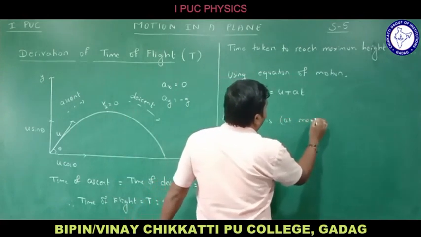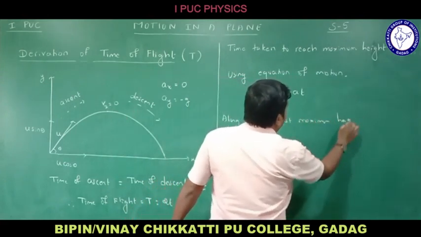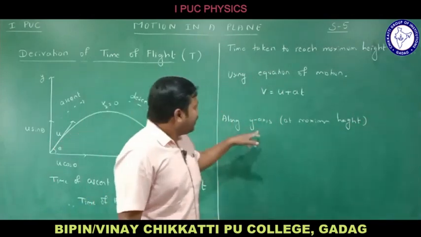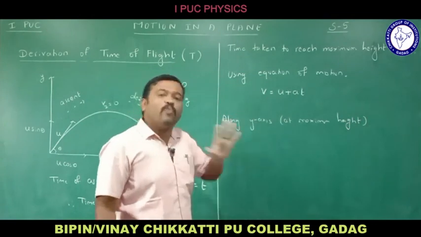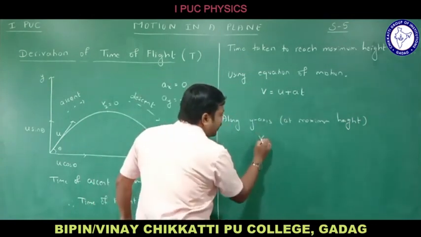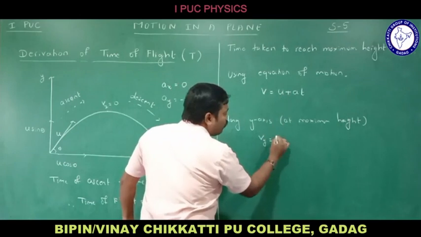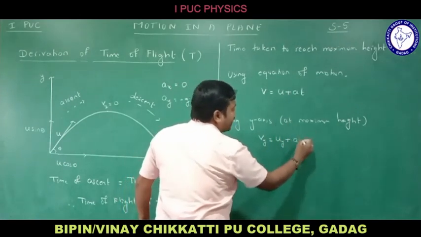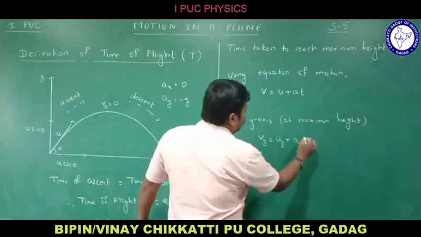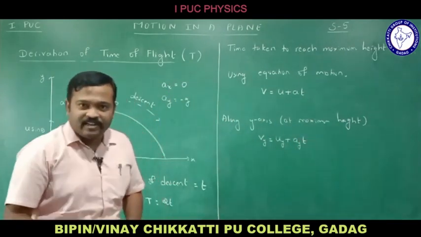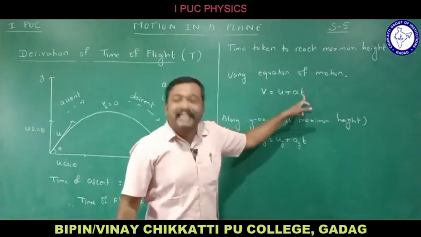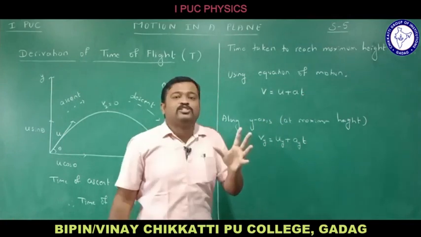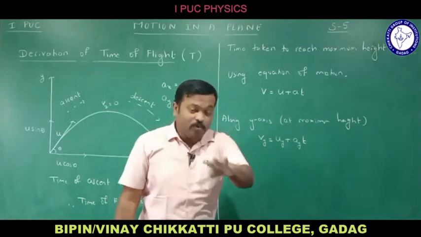First I need to find this at maximum height, along the y-axis. So I write the equation along the y-axis: vy is equal to uy plus ay times the time taken to reach upwards, t upwards. Since time is a scalar quantity, I cannot write ty. Only when it is a vector quantity can I split it into x and y axes. Now I will be substituting.